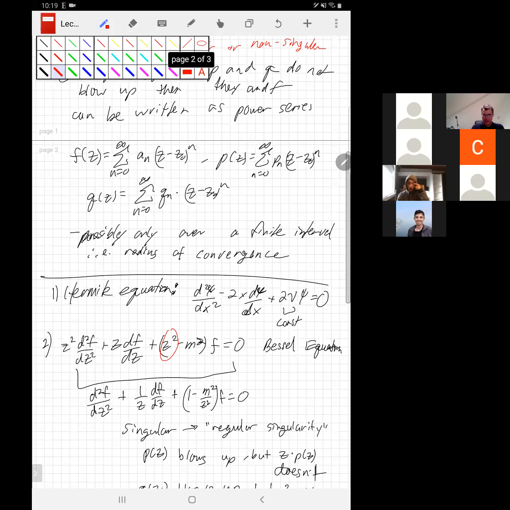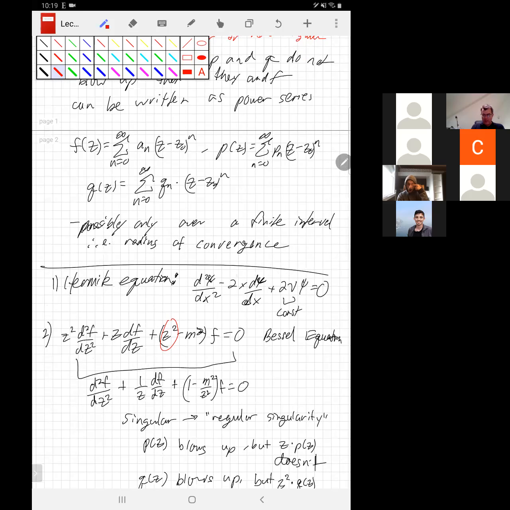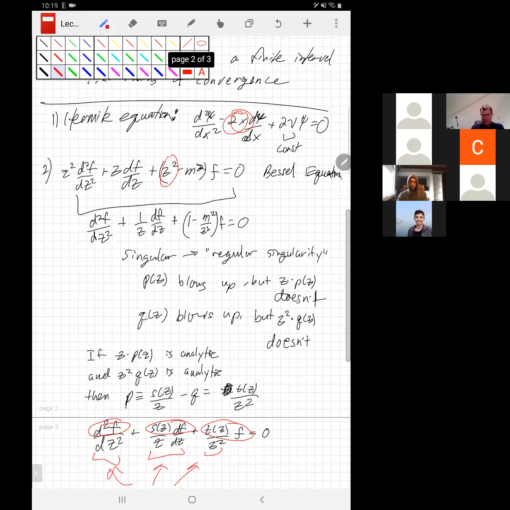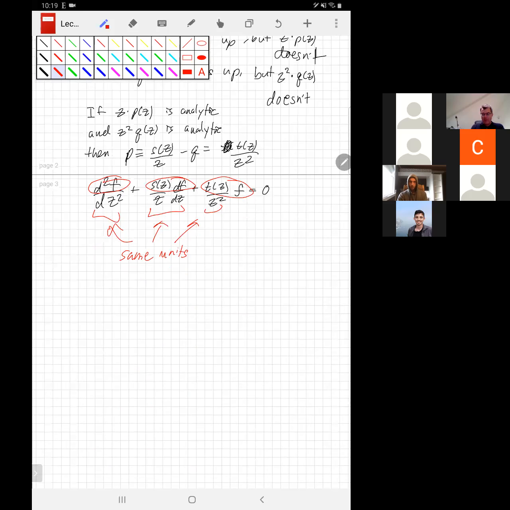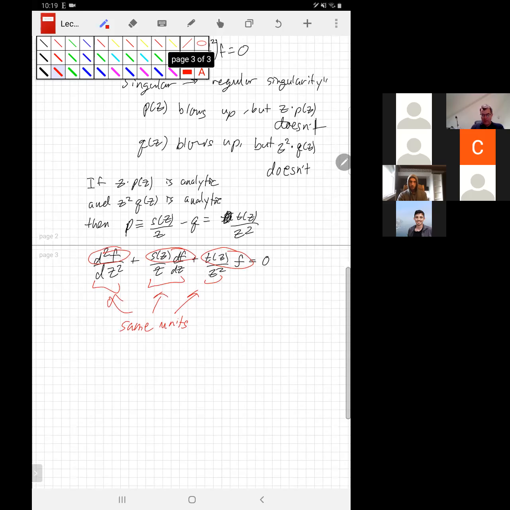So here's what you should take away so far. Some of the equations that we're going to be dealing with, the coefficients don't blow up, except that, okay, I guess technically this coefficient blows up at infinity, but we're not worried about that. Some of them, the coefficients of df dz or f do blow up, but they blow up in such a way that we could write them as the ratio of an analytic function, something that doesn't blow up and is nicely behaved and smooth and differentiable, to z or z squared, and we get the same units in all of the denominators. And checking your units is important.